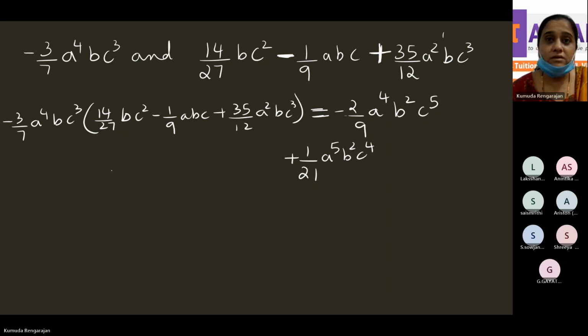Three by. You tell me the next one. We'll repeat this one. You tell me the next one. What will be the next product? Minus 3 by 7 into 35 by 12.